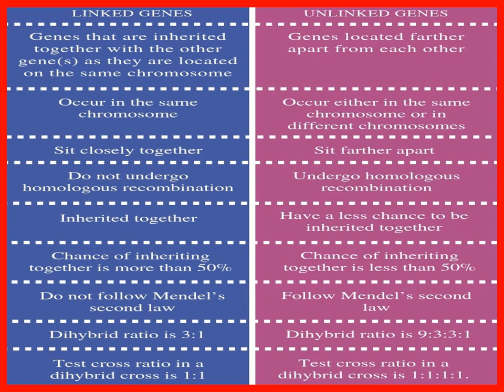Therefore, if you were to do a dihybrid cross, you would get a 3-to-1 ratio for linked genes, because it would be similar to a monohybrid cross, whereas in a dihybrid cross for unlinked genes, it would be a 9-3-3-1 ratio. And if you were to do a test cross, remember we learned about test cross earlier, crossing with a recessive: if you crossed it with the recessive alleles of both genes, the test cross would have a 1-1 ratio for linked genes, whereas a test cross with a dihybrid would have a 1-1-1-1 ratio. So in other words, the offspring could only form two different phenotypes for linked genes, whereas for unlinked genes all four phenotypes can be expressed.